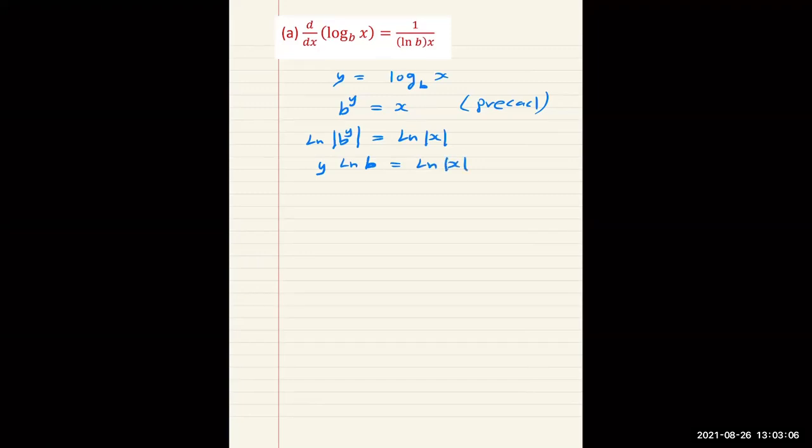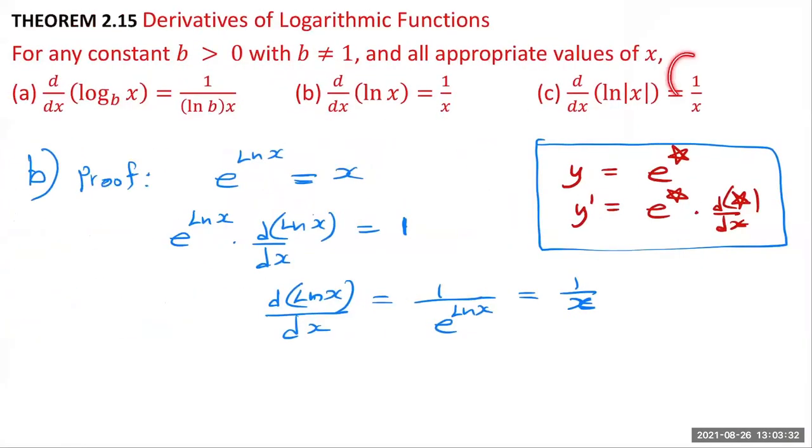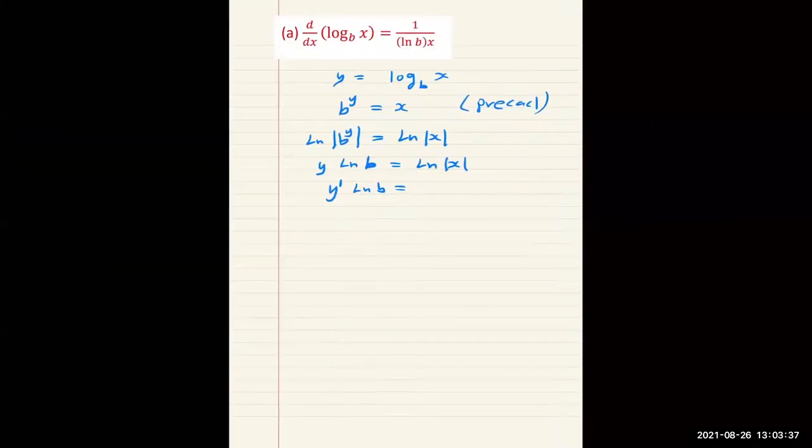Now I'm ready to take the derivative of both sides with respect to x. Notice that this is a constant. You have just y in front. The derivative of the left-hand side would be just y prime, because the derivative of y with respect to x is y prime, or dy over dx, times ln b, is equal to, we know that the derivative of ln absolute value of x is 1 over x, the last formula. The derivative of absolute value of x is just 1 over x.